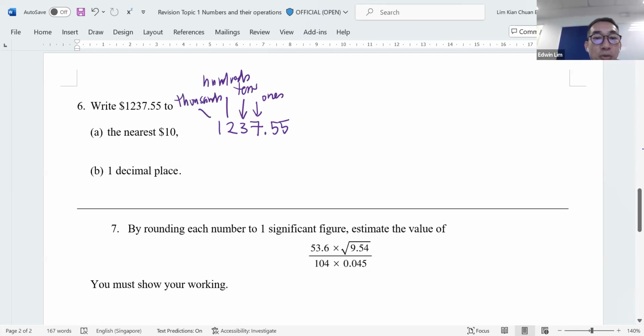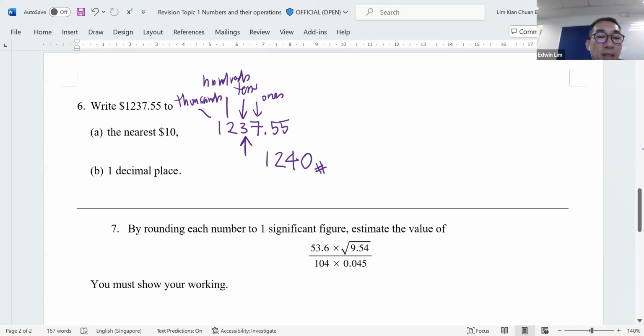Right? So we are actually looking at number 3. So based on the values, my answer will be 1, 2, 4. All right, I need to add in the 0 to bring up the value because it's 1,237. It will not become 124. The 0 is added to bring it up to become 1,240. So this is my answer to question 6A.